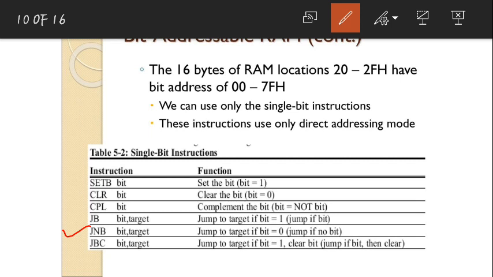So in the first instruction, if there is some bit, only then it will jump. If that bit is equal to 1, only then it will jump. Here it is clearly given: jump to target if bit is equal to 1. Next, JNB means jump if no bit, so jump to target if bit is equal to 0. NB means no bit. No bit means bit is equal to 0, and bit means bit is equal to 1.